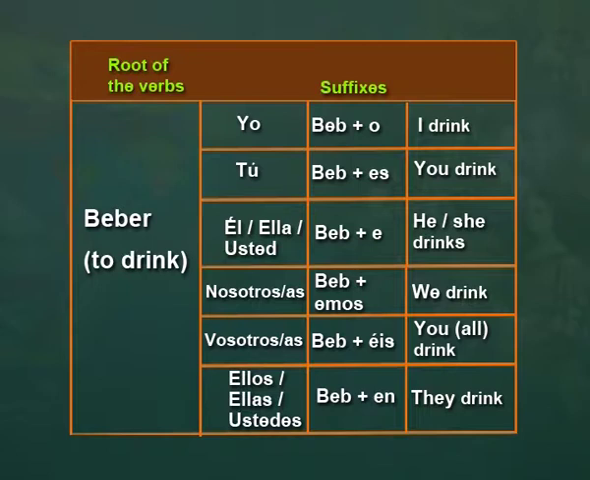Nosotros, nosotras, we add emos, bebemos, we drink. Vosotros, vosotras, we add the suffix éis. Do remember the e with an accent. Bebéis, you all drink. Ellos, ellas, ustedes beben, they drink. Ellos beben, ellas beben or ustedes beben.